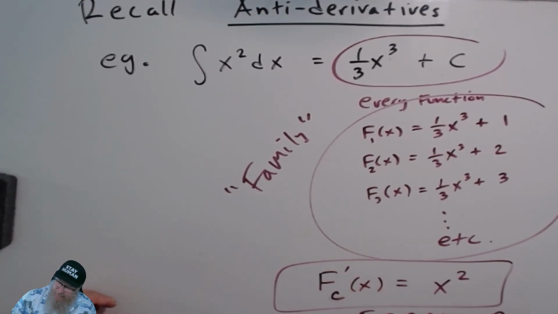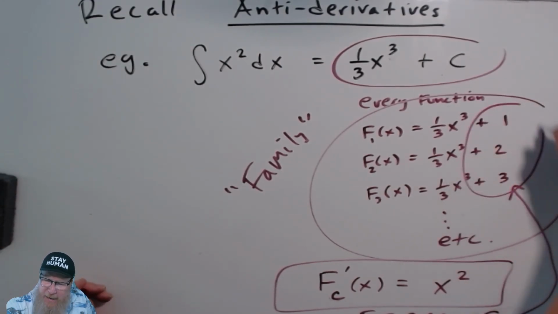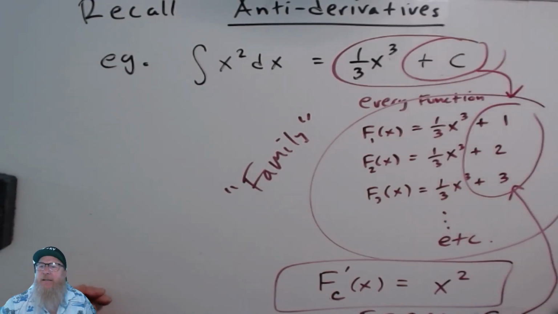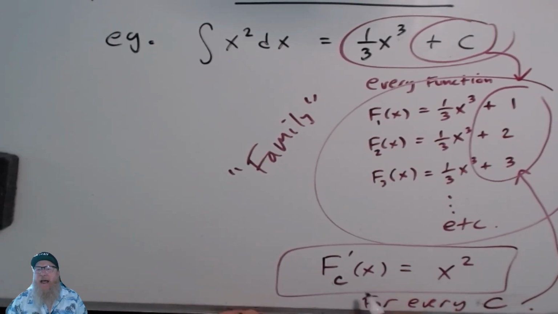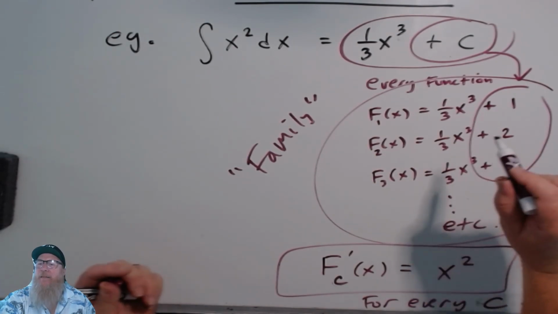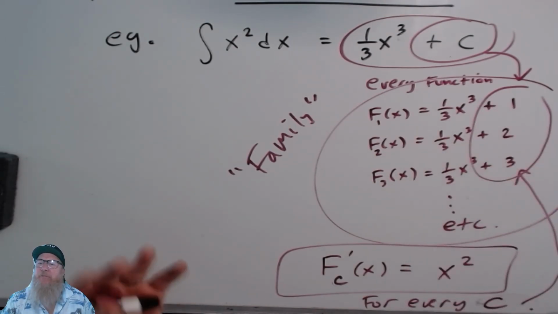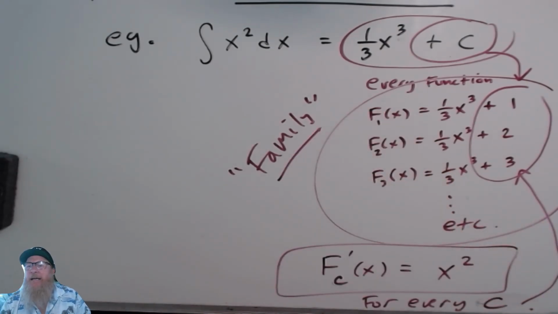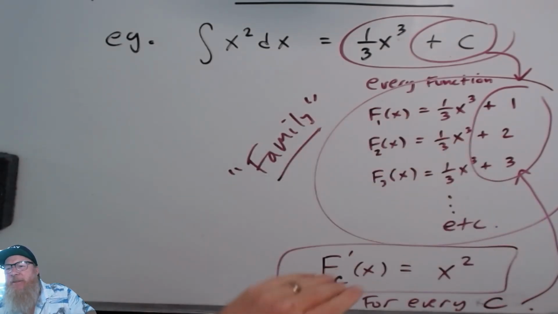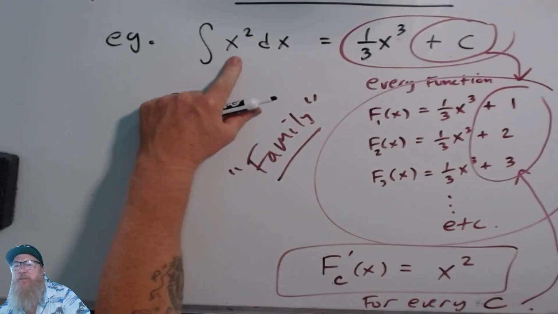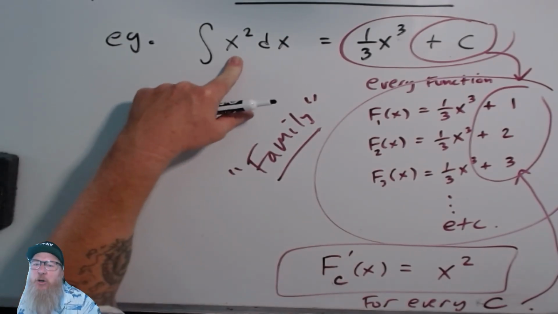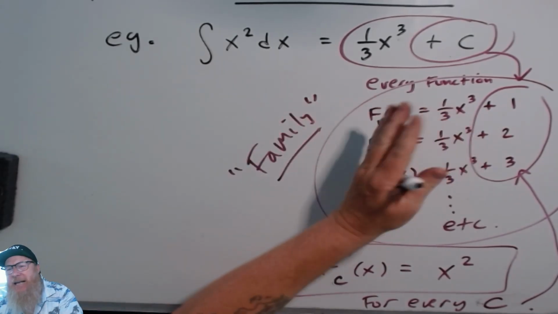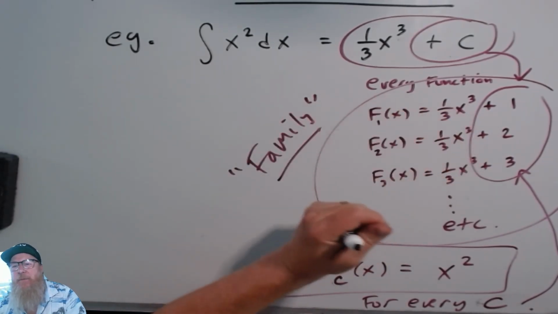Oh, we'll call this C. So no matter what the plus C is, for every possible value of C, every single one of these, they all belong to the same family of antiderivatives because they all have something in common, and that's that they all have their derivative equaling this function, x squared, which we call the integrand, right? So the antiderivatives all have that in common, all right?